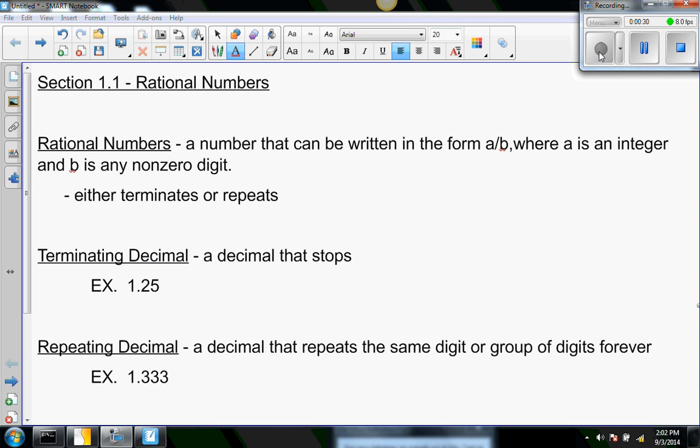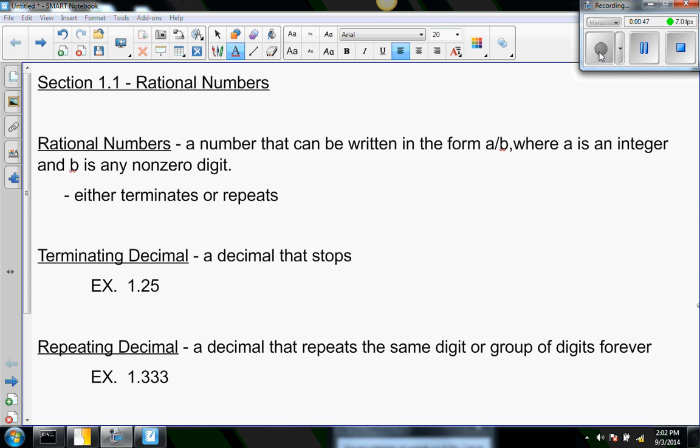Another way to remember rational numbers is that they will either terminate, so they'll come out even, or they will repeat. If a number just keeps going and going forever and never repeats, those are irrational. We're not going to deal with those today.